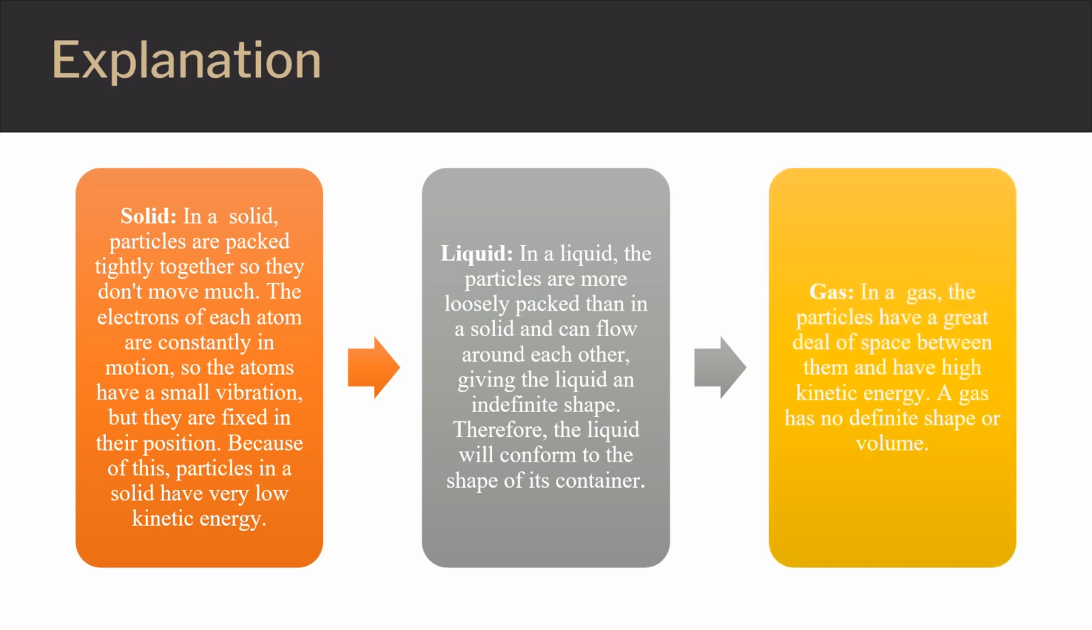Gas. In a gas, the particles have a great deal of space between them and have high kinetic energy. A gas has no definite shape or volume. If unconfined, the particles of a gas will spread out indefinitely. If confined, the gas will expand to fill its container. When a gas is put under pressure by reducing the volume of the container, the space between the particles is reduced and the gas is compressed, according to NASA's Glenn Research Center.